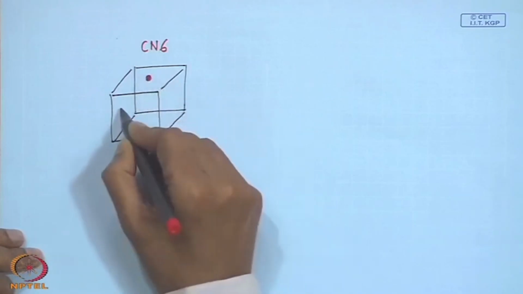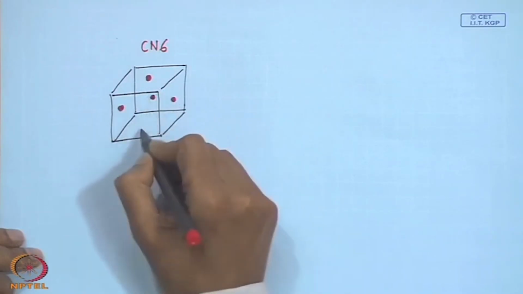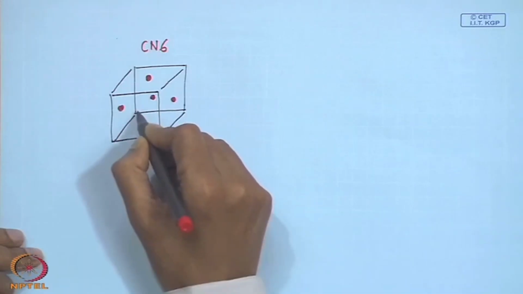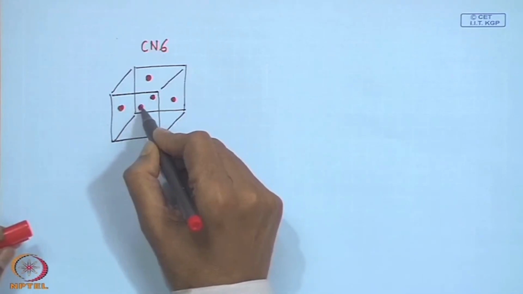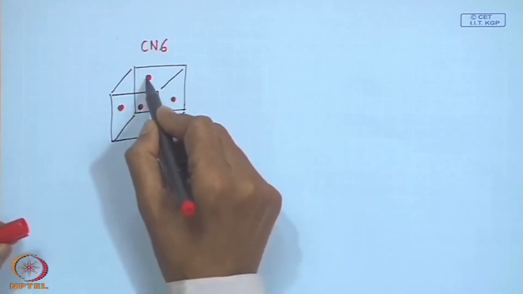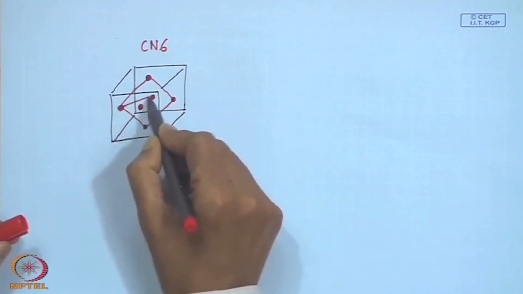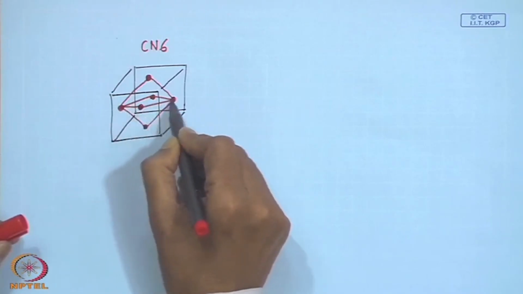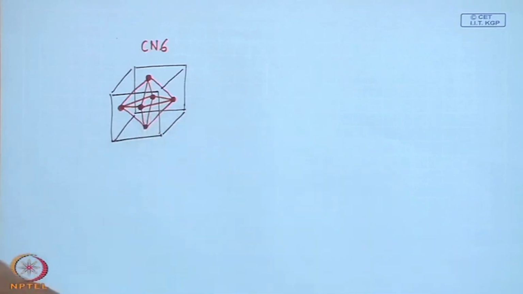So, we have one ligand here, another ligand here, another ligand here. So, all the central positions of the 6 faces of the cube. So, if we just connect all of them, we get a nice octahedron. So this is the octahedron that we can have within the corresponding cube arrangement.